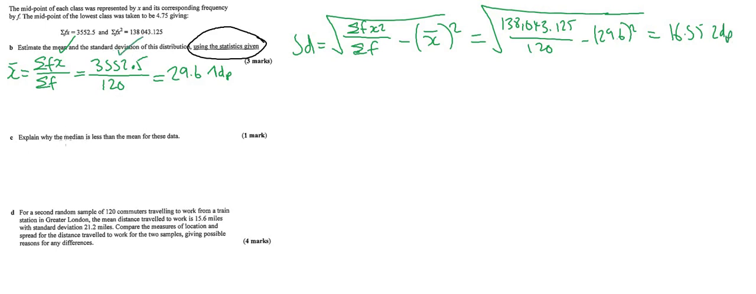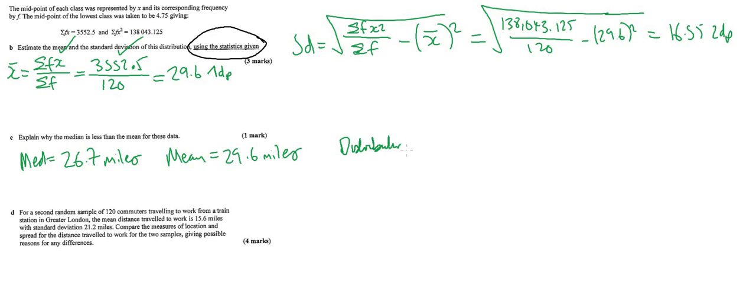Okay, now it says explain why the median is less than the mean for these data. So from the first part of the question, we calculated that the median was equal to 26.7 miles. So that's the median distance travelled. And we just calculated the mean, which is 29.6 miles. Okay, explain why this is the case. Well, we have to give a reasonable explanation. Okay, we can talk about the distribution, so basically, the collection of information.